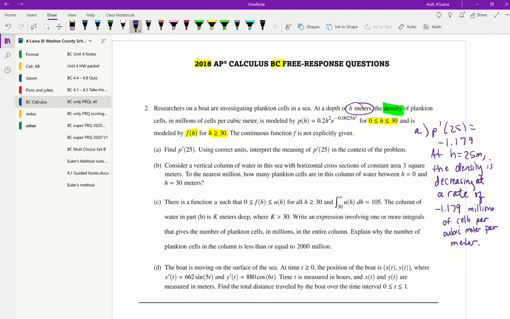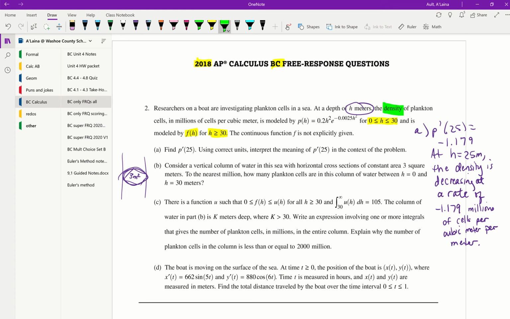All right, part B. We have a vertical column of water, and each cross section in here has an area of 3 square meters. That doesn't make it actually a square. It's a column, so it's probably more circular. But that area is 3 square meters. We want to find out how many plankton cells are in this column of water.